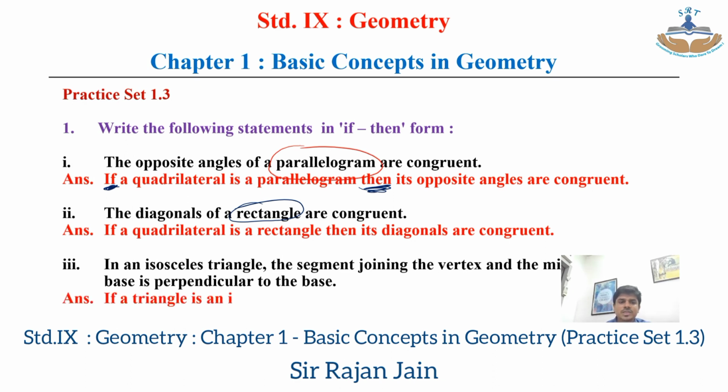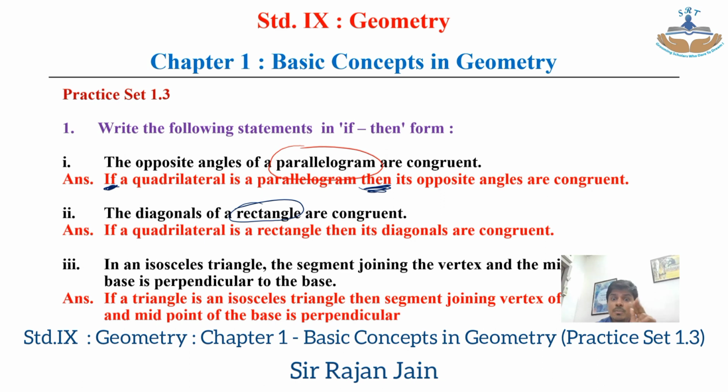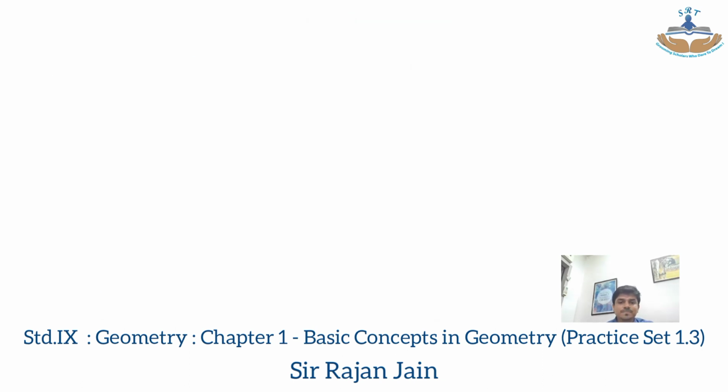So see how it is written. If a triangle is an isosceles triangle, then what is the property? The segment joining the vertex of the triangle and the midpoint of the base is perpendicular to the base. Okay, clear? Okay, going to the next question.